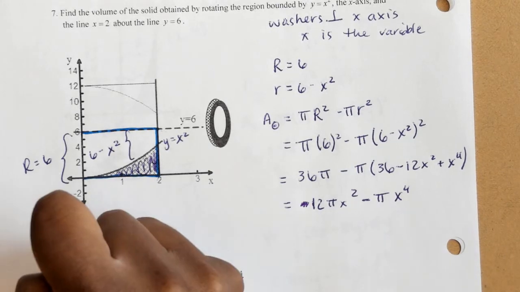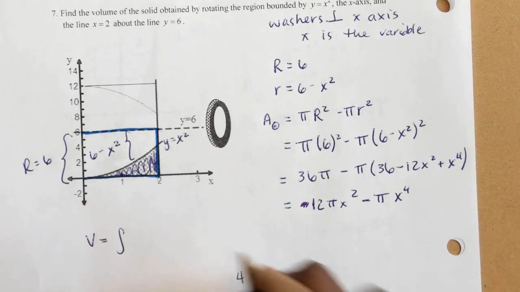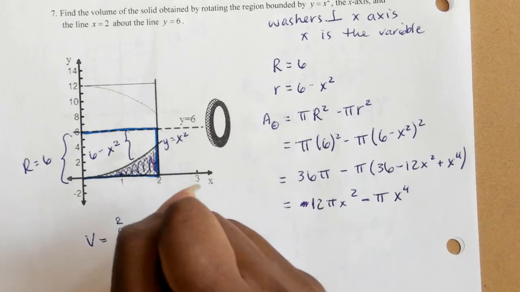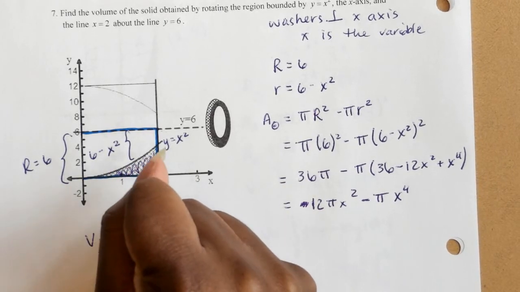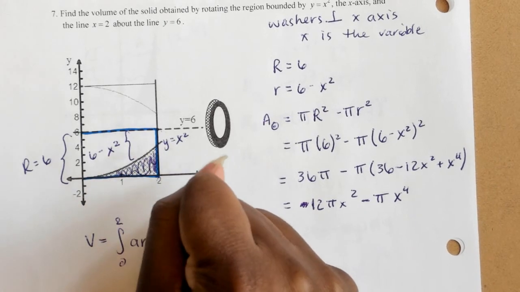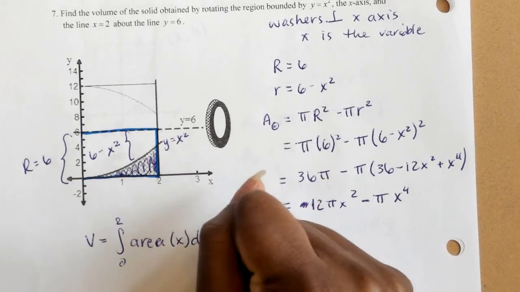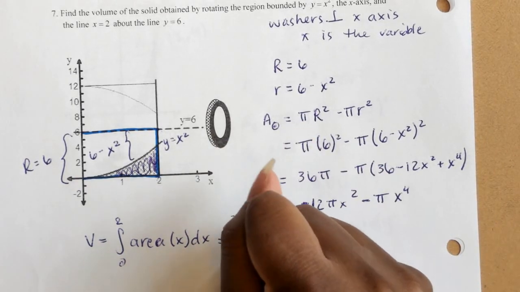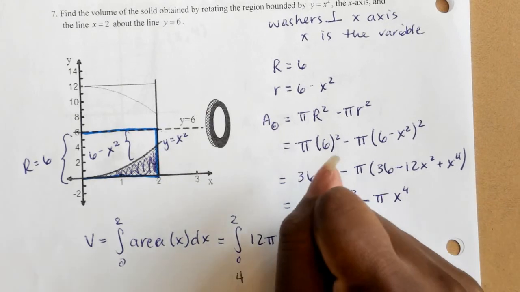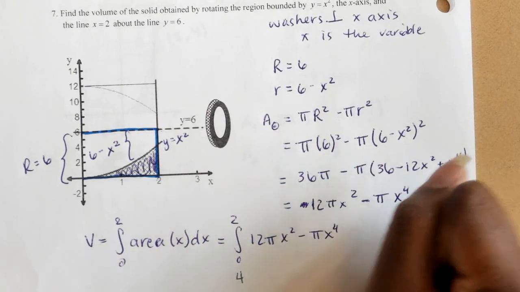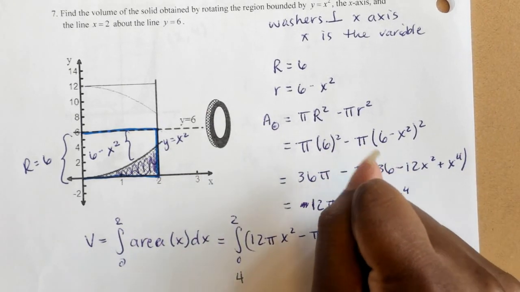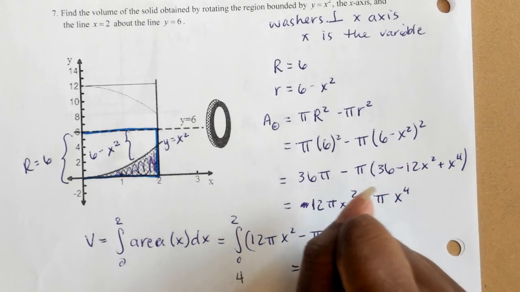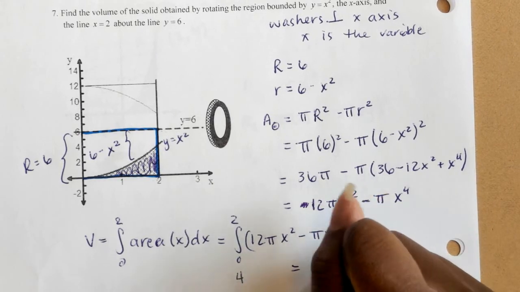So then our volume is equal to the integral from 0 to 2, since we're looking at x, of the area dx, which is the integral from 0 to 2 of 12 pi x squared minus pi x to the 4th dx. And when we do all of that out, we get 128 over 5 pi.